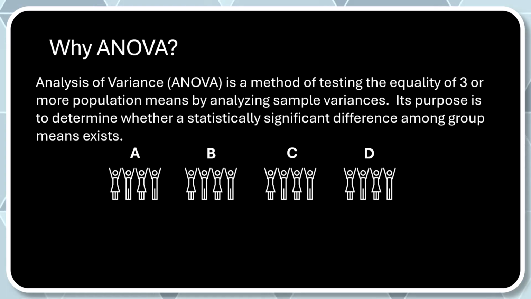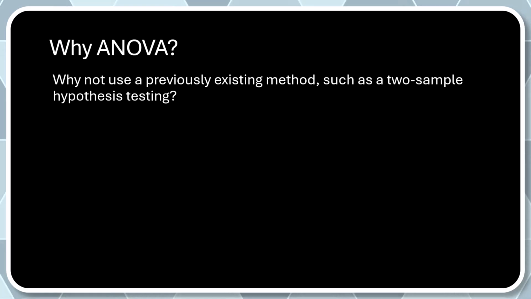So, why ANOVA? ANOVA, or analysis of variance, is a method of testing the equality of three or more population means by analyzing sample variances. Its purpose is to determine whether a statistically significant difference among group means exists. Why not use a previously existing method, such as a two-sample hypothesis testing?